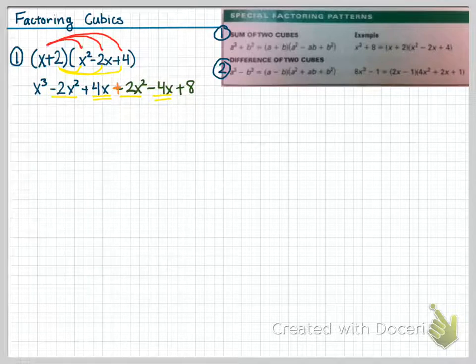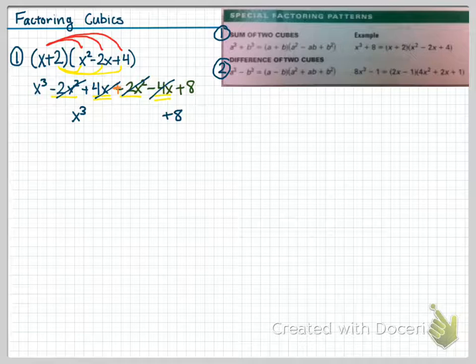And now we combine our like terms. x cubed and 8, there's nothing to combine them with. And then we look at the x squareds, they cancel out. We look at the 4x's, the positive and the minus, they all cancel out. So all we actually end up with is x cubed plus 8. So in this particular case, we have no middle terms. They actually all cancel out.